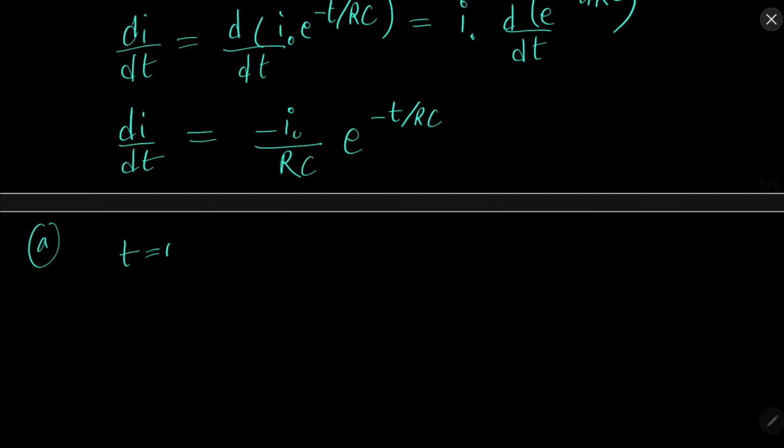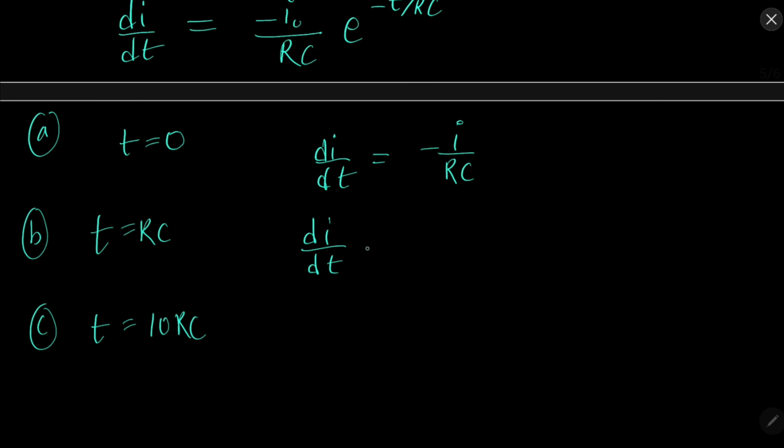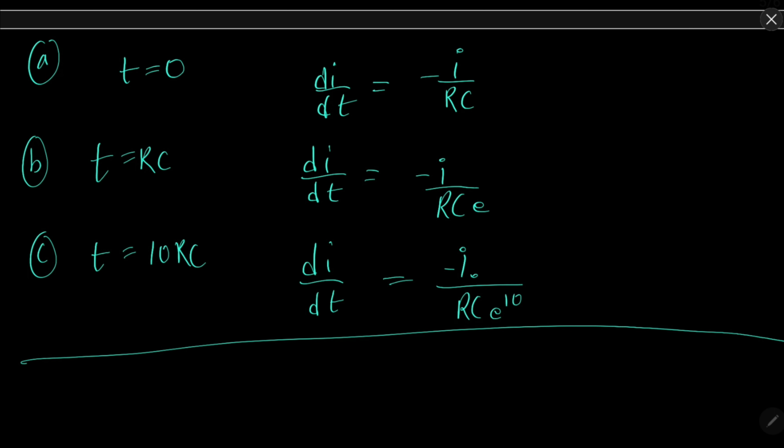First put t equal to 0, then put t equal to RC, then put t equal to 10 RC. Quite simple. di by dt equal to minus I naught over RC, into e, and di over dt equal to minus I naught over RC e to the power 10. Just put the value of t.